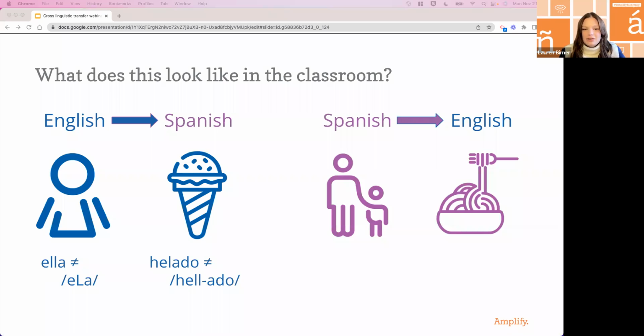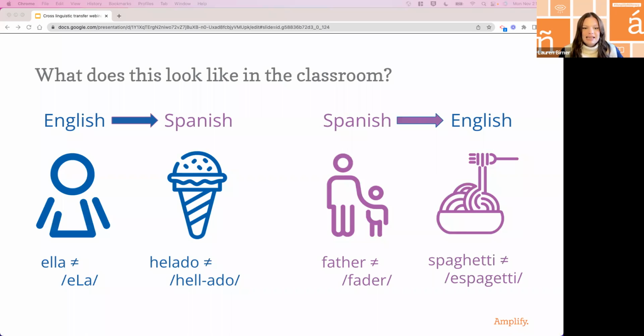So in Spanish, doble L is pronounced as the y sound, right? Which is a departure from the English pronunciation of the common consonant sound L. So similarly, they might mispronounce helado because H, right, that sound is pronounced in English and not in Spanish. In contrast, we see similar errors with Spanish speakers who are learning English.